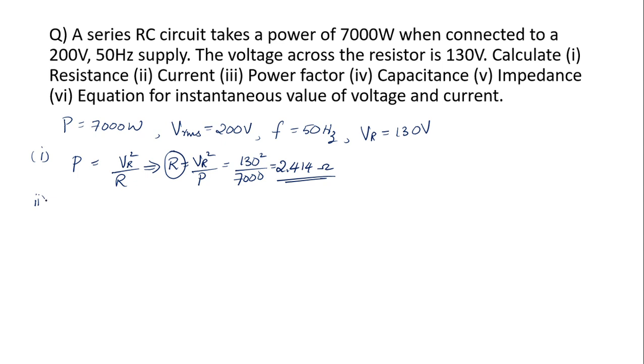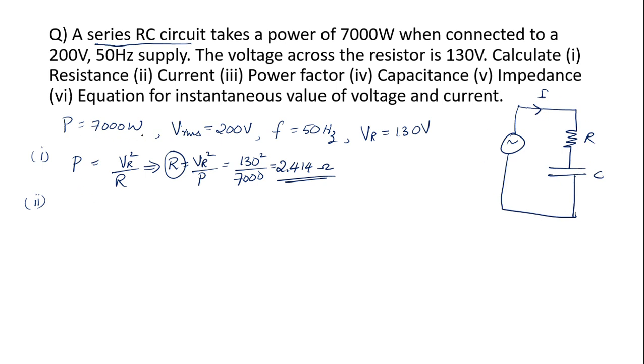Next we have to find out the current. Since it's a series RC circuit, the resistor and capacitor are connected in series to a voltage source. You have R, C, and this is your AC voltage. If you want to find out the current, you can simply see that the current through the resistor as well as the capacitor is the same. And you can find out the current.